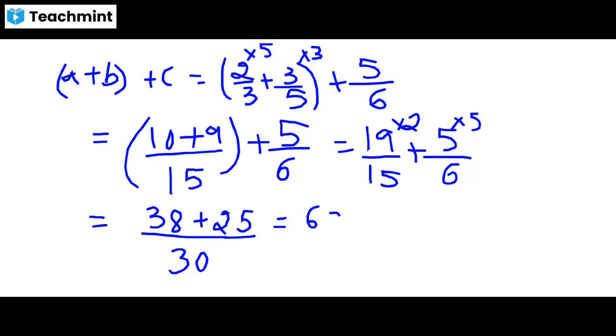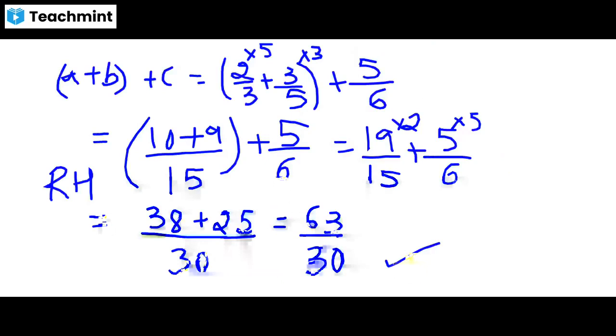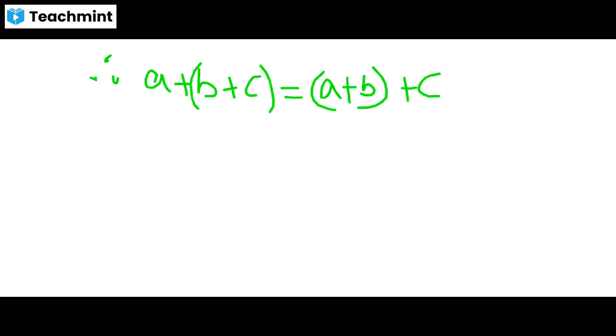63 by 30. Now here what you got? 63 by 30. And in this side what you got? 63 by 30. So if you compare both, what we can write? LHS is equal to RHS. So directly you can write it as conclusion. Therefore, A plus of B plus C is equal to A plus B plus C.